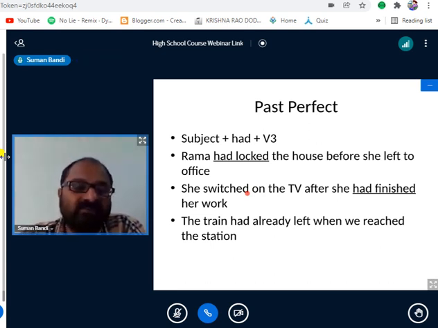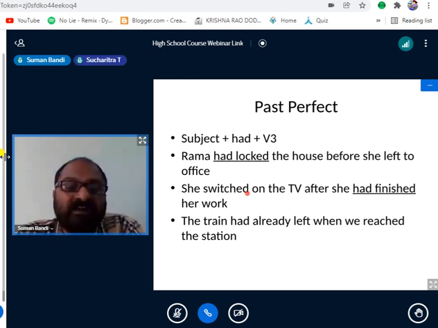You can check. You have two sentences in front of you. Rama had locked the house. Here you have before. And where is the past perfect coming? Before the word before, isn't it? Similarly, in the second sentence you have after. Again, notice she had finished. Where is it coming? After the word after. So before before, after after. You can remember it like this easily.